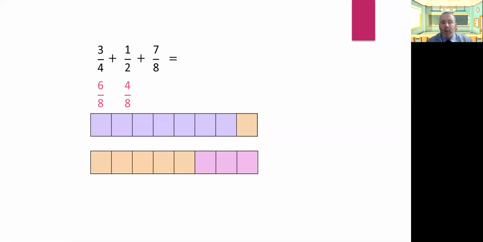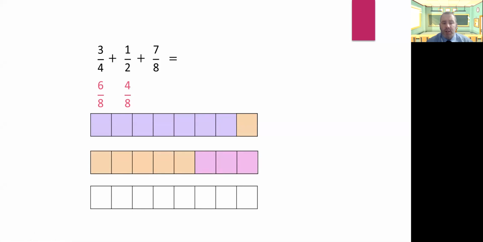So I've got 3, that's another bar filled. So I need the final one there. So in total, I've got 17/8. Of course, with this being an improper fraction, we're not going to leave it like that. We're going to turn it into a proper fraction.